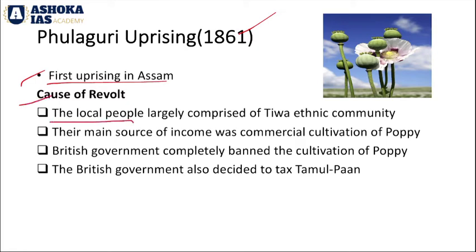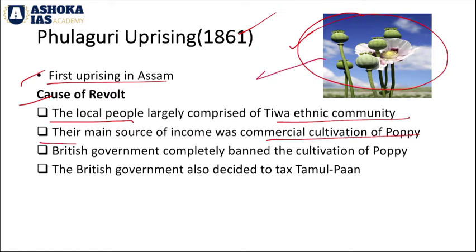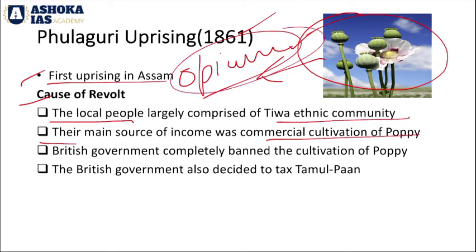The local people of Phulogri largely comprised the Tiwa ethnic community, and their main source of income was commercial cultivation of poppy. The image that I have given you here is an image of the poppy flower. From the poppy seeds, opium is made. Opium is an intoxicating drug. So the Tiwa people of Phulogri earned their livelihood by cultivating poppy and by making opium.